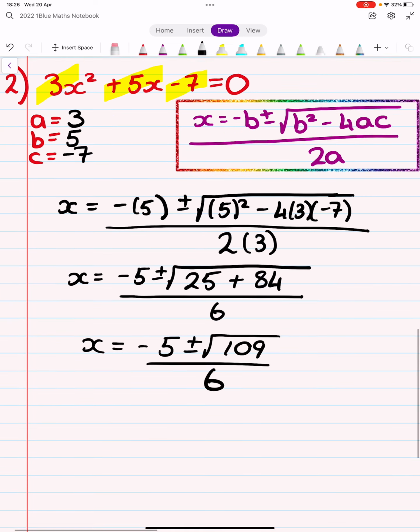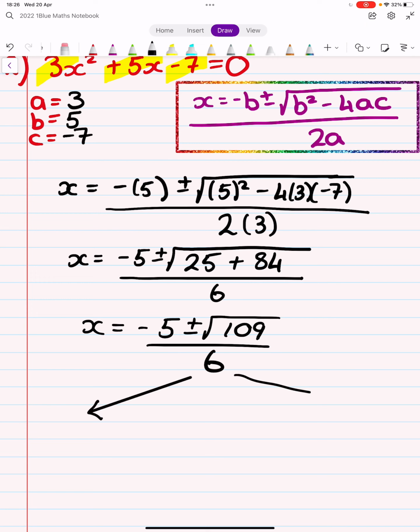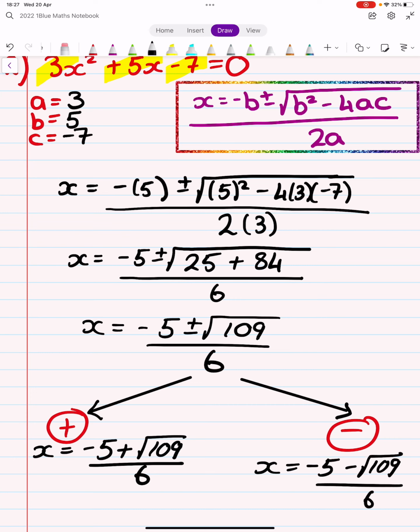And then lastly, we need to split this up now into two sides, the positive side and the negative side. So let's just get some arrows going. Okay, so we now have a positive side and we have a negative side. So let's rewrite this question. X equals minus 5 plus root 109 over 6. And x equals minus 5 minus root 109 all over 6.